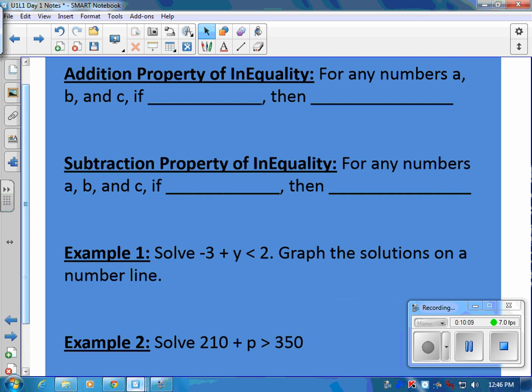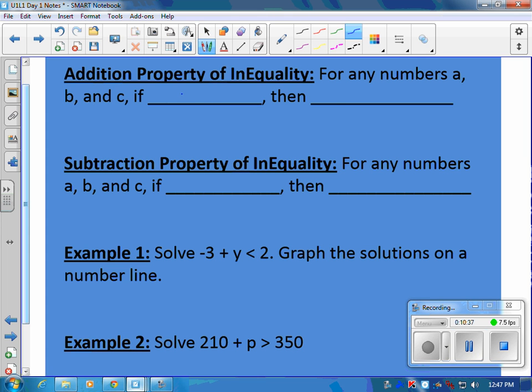And in the addition and subtraction property, are these any different from the equation properties? Are there any differences between the equations and the inequality properties? Grace? They just don't have an equal sign. But is anything else different? No. So the only difference between an equation and an inequality when we're solving them is the sign.